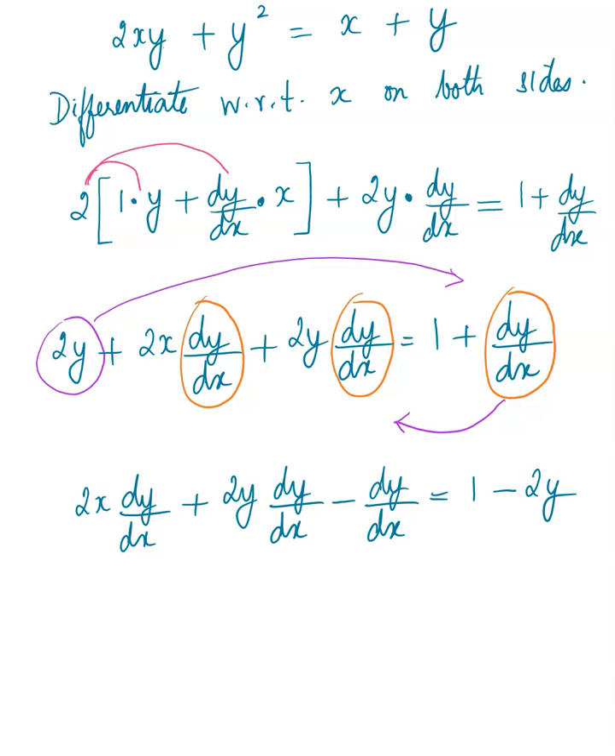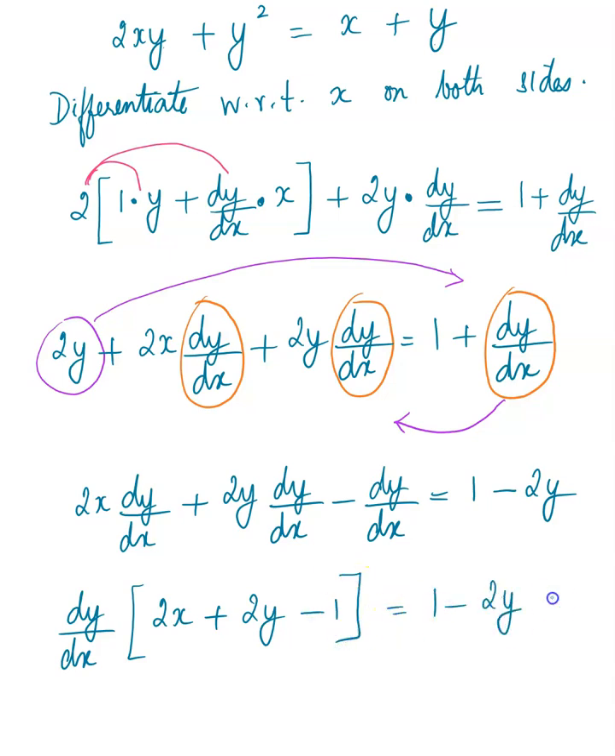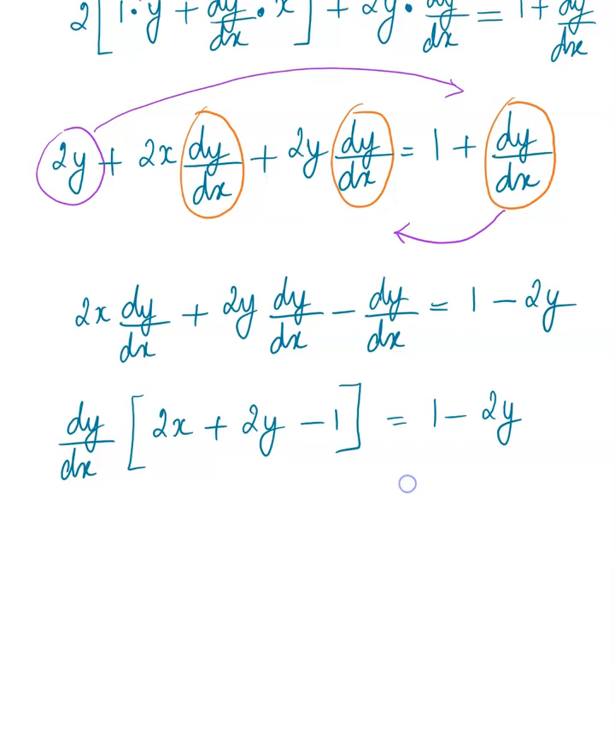Very nice. Now I can factor out the dy over dx. It's dy over dx times (2x plus 2y minus 1) equals 1 minus 2y. One last step is to isolate or solve for dy over dx. So divide by this entire factor on both sides.